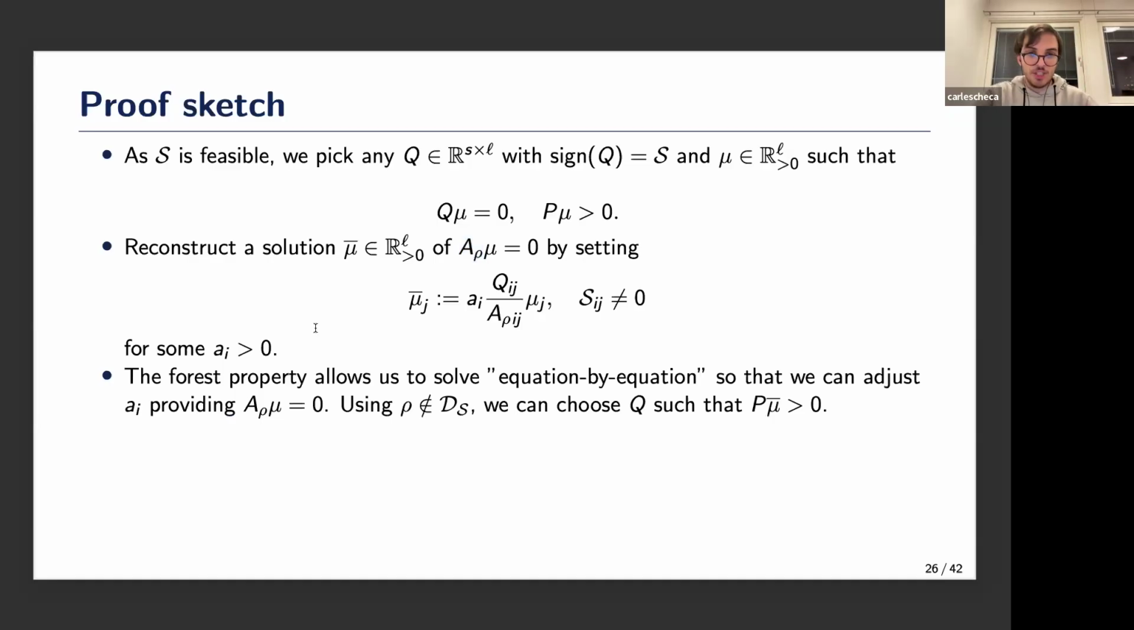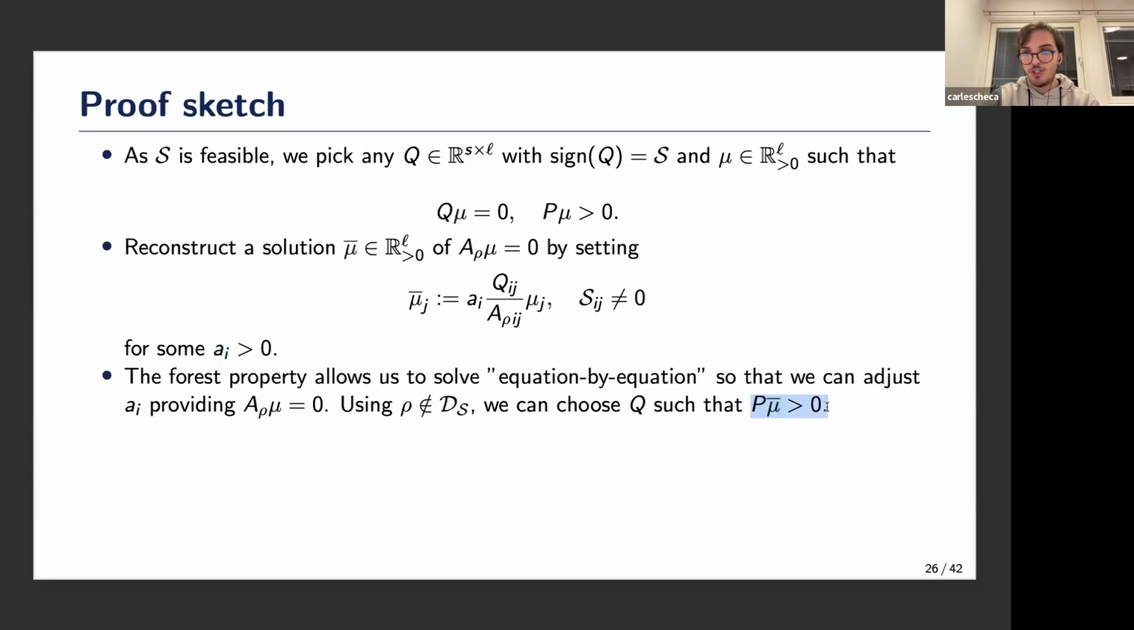we can solve equation by equation, meaning taking one equation, modifying mu for that equation, and then going to the next one and playing with this scalar A_i so that this next solution also is a solution of our desired system.